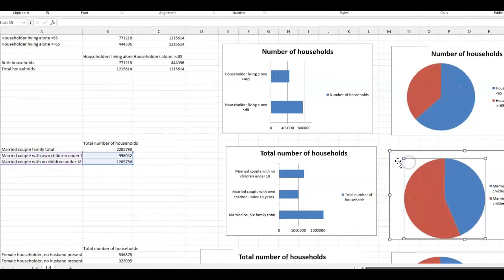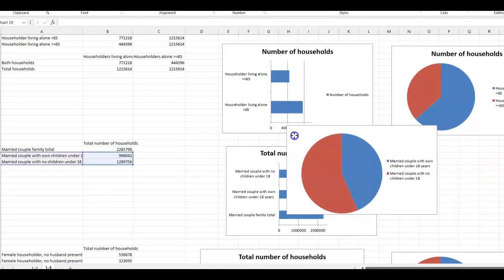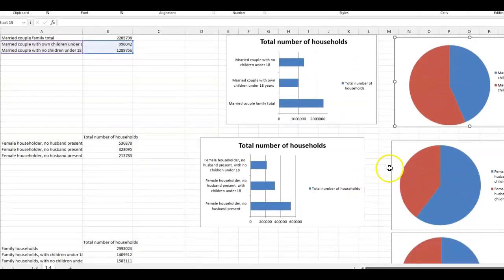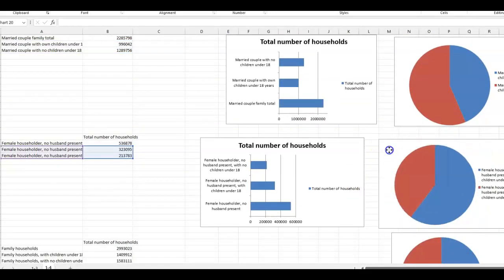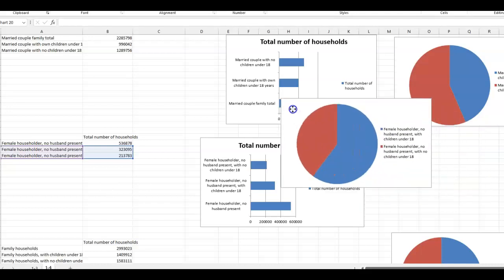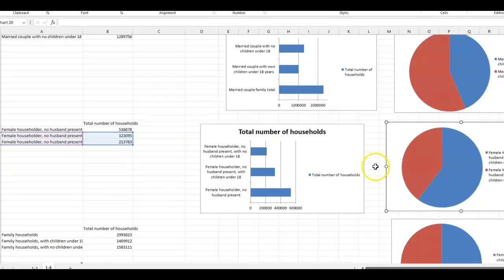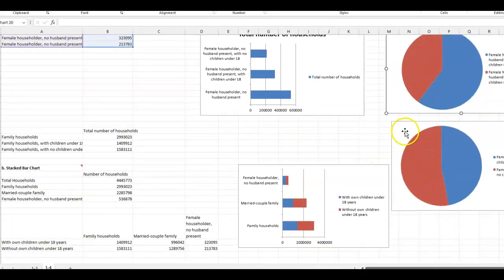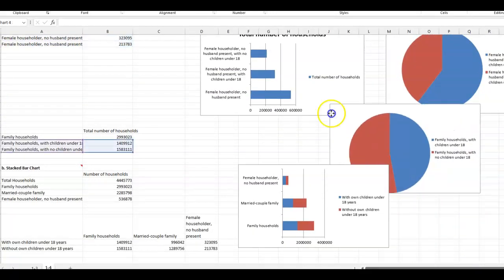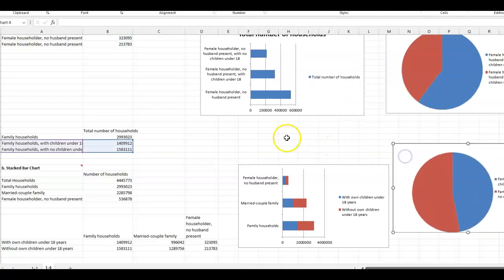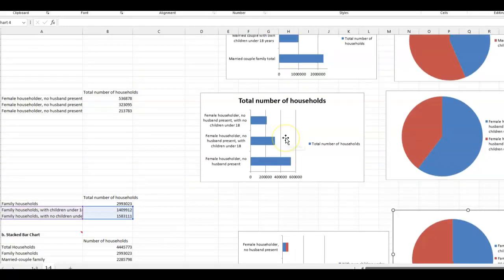This chart is married couple, children under 18, no children. Another shows female, no husband present, children under 18, female, no husband present, no children under 18. So there's a pie chart. And then you have the last one to do, which is family household with children under 18, household with no children under 18. So those are the examples of the pie charts.